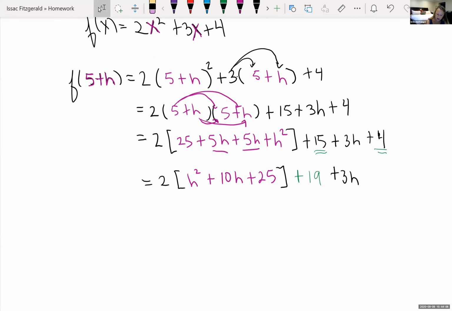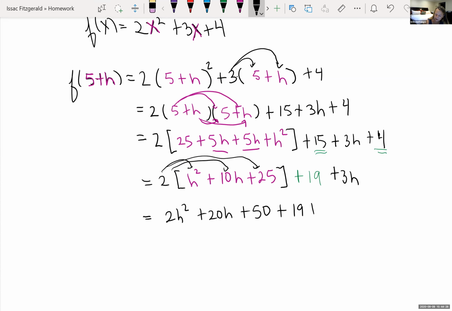So we're almost there. Let's distribute the 2 inside the bracket. So we have 2 times h squared is 2h squared, plus 2 times 10h, so this is plus 20h. 2 times 25, so that's plus 50, plus 19, plus 3h.